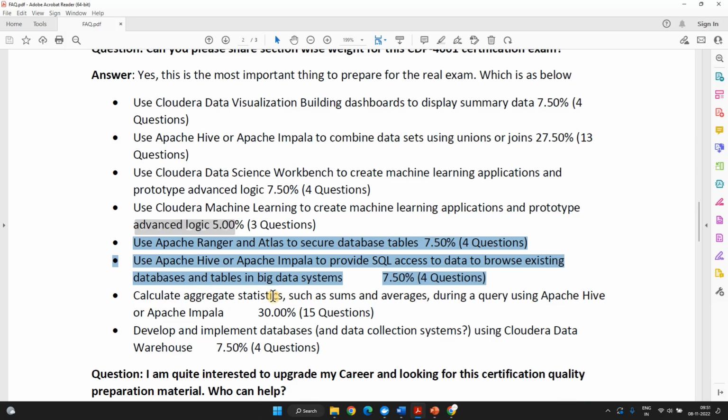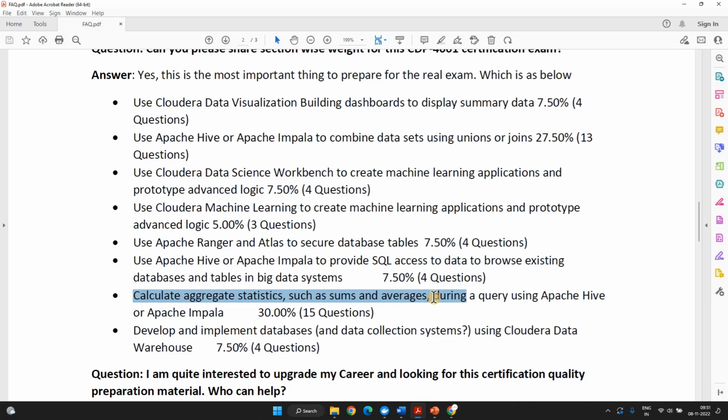Calculate aggregate statistics. This is again SQL queries such as sums, averages, and analytical functions during the query using Apache Hive or Apache Impala. So this kind of thing you need to do. Again 30% weightage here, so 15 questions you need to attempt here. I would highly recommend don't leave the Impala and Hive section for the certification exam. Otherwise there is no way you can pass the certification exam. You must have Impala and Hive knowledge.